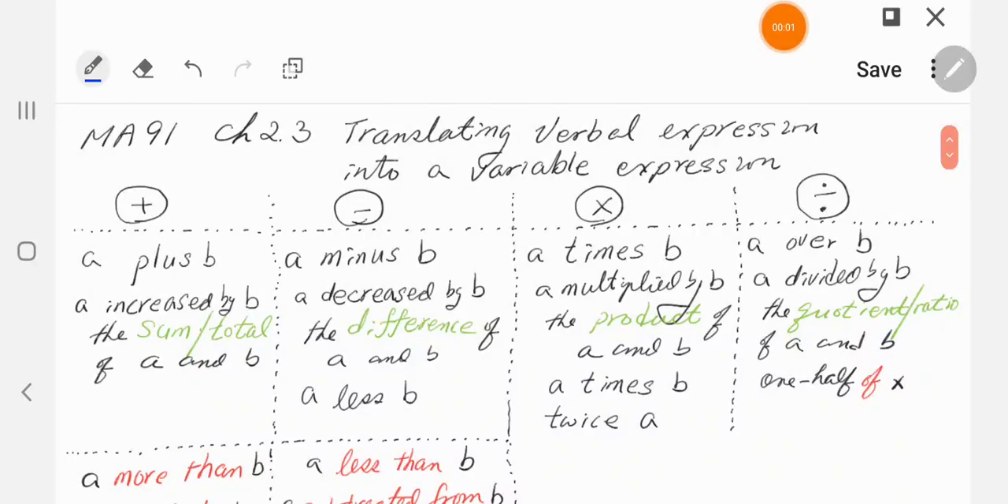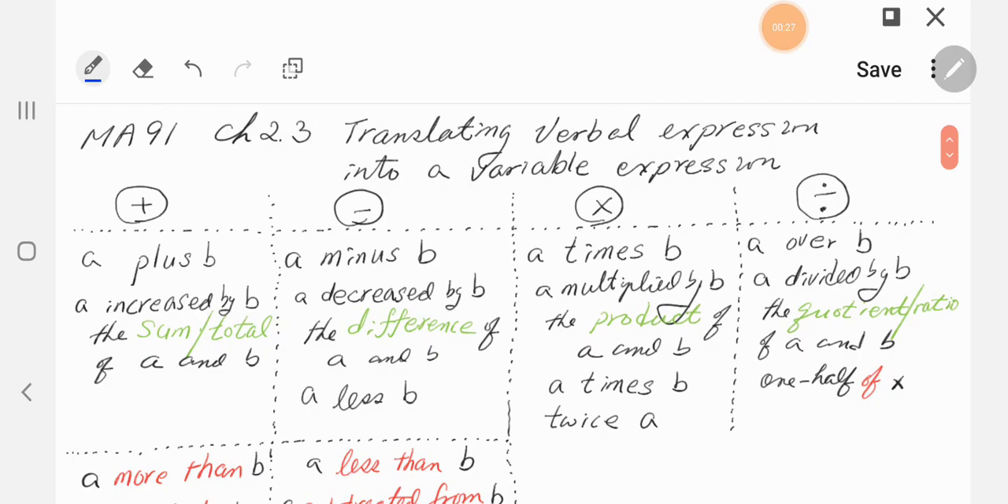Okay, chapter 2.3. In this section, we will translate verbal expressions into variable expressions, which means we have an English sentence or phrase, and then change this phrase into a mathematical expression, that's a variable expression. For the operators, we have four: plus, minus, multiplication, and division.